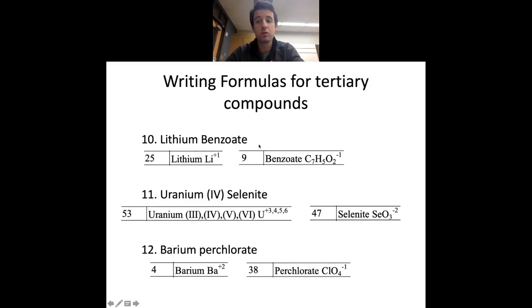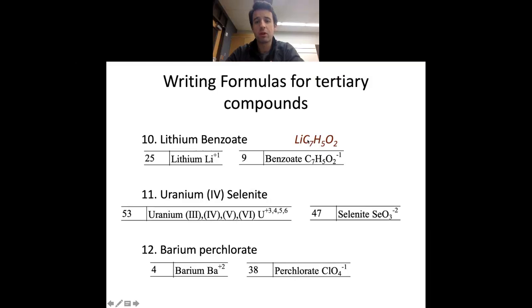For the first one, it's 1-to-1. 1 plus to 1 minus, so that's kind of nice. You're just going to write down Li, and then you're just going to need 1 of these C7H5O2s. Benzoate's got a really complicated formula, so it's important that you include the C, the H, the O, and the number of C's, the number of H's, and the number of O's, kind of just like this.